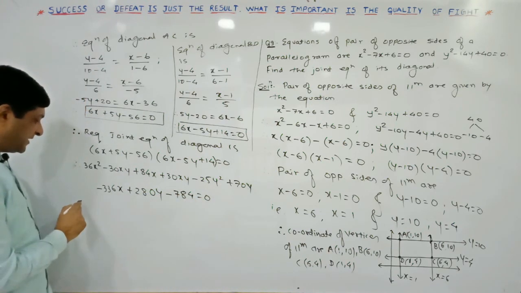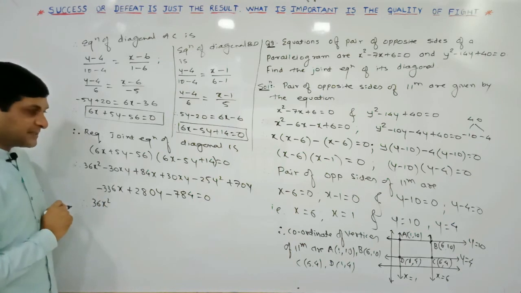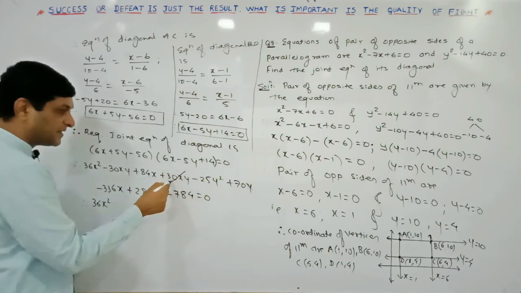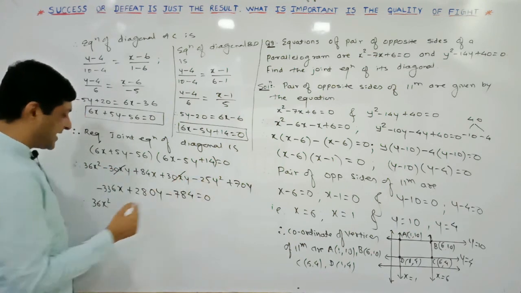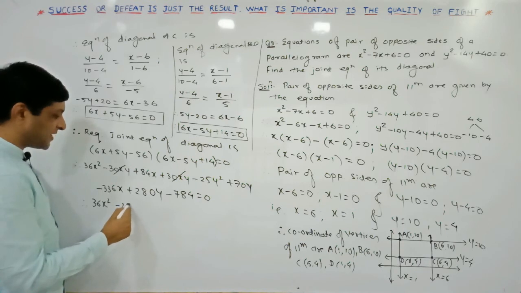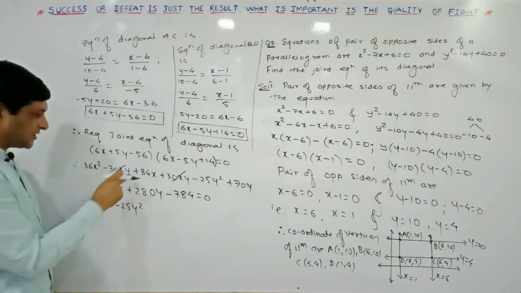Now observe this equation. First keep 36x square as it is. Collect the terms of xy. Plus 30xy and minus 30xy will get cancelled. Then write down the term of y square, that is minus 25y square. Then collect the terms of x. How many terms of x are there? 2 terms of x are there.